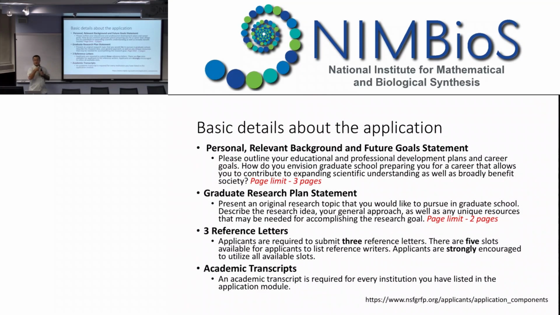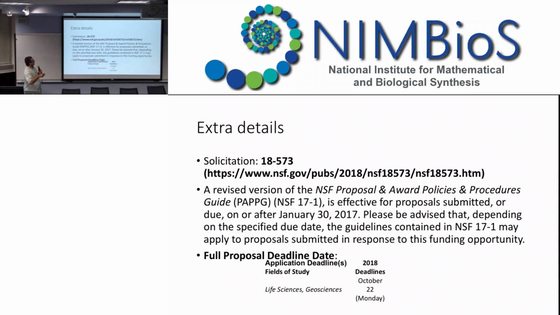Here's also a link, and I'll make this presentation, and the other presentations, available for participants at the end. If you want to find it specifically, the solicitation number for this application is 18-573. If you just type 18-573 NSF, you're going to find the actual solicitation, where all the rules are described. For the life sciences, the deadline is October 22nd. For other areas like physics, it's a little later, but they're all mid to end of October, around the 25th. The dates are listed in the solicitation.